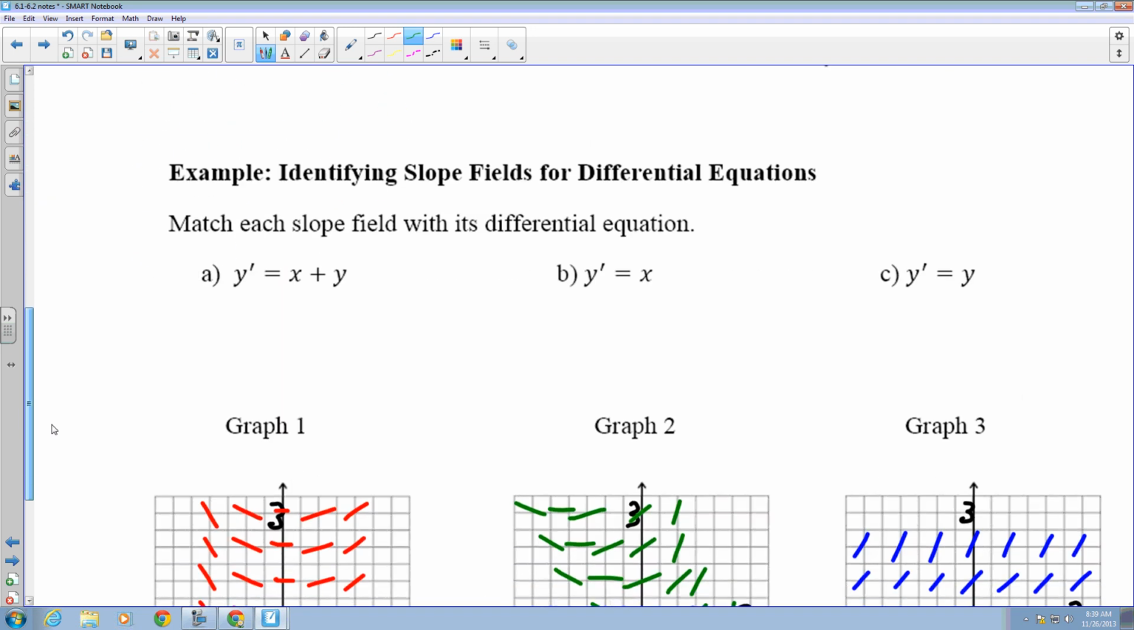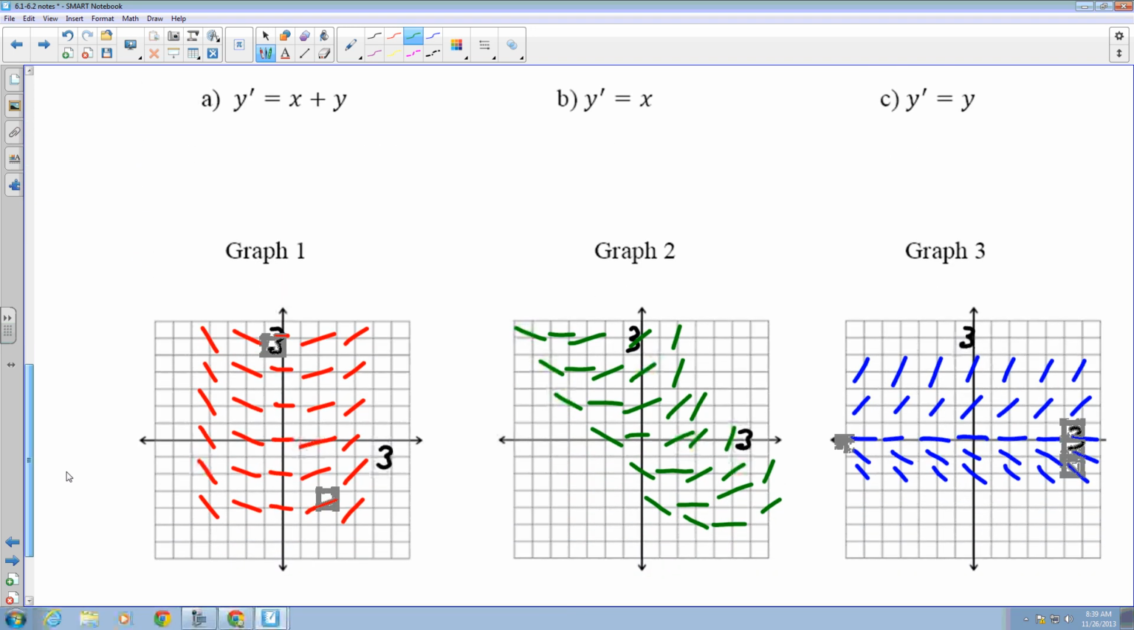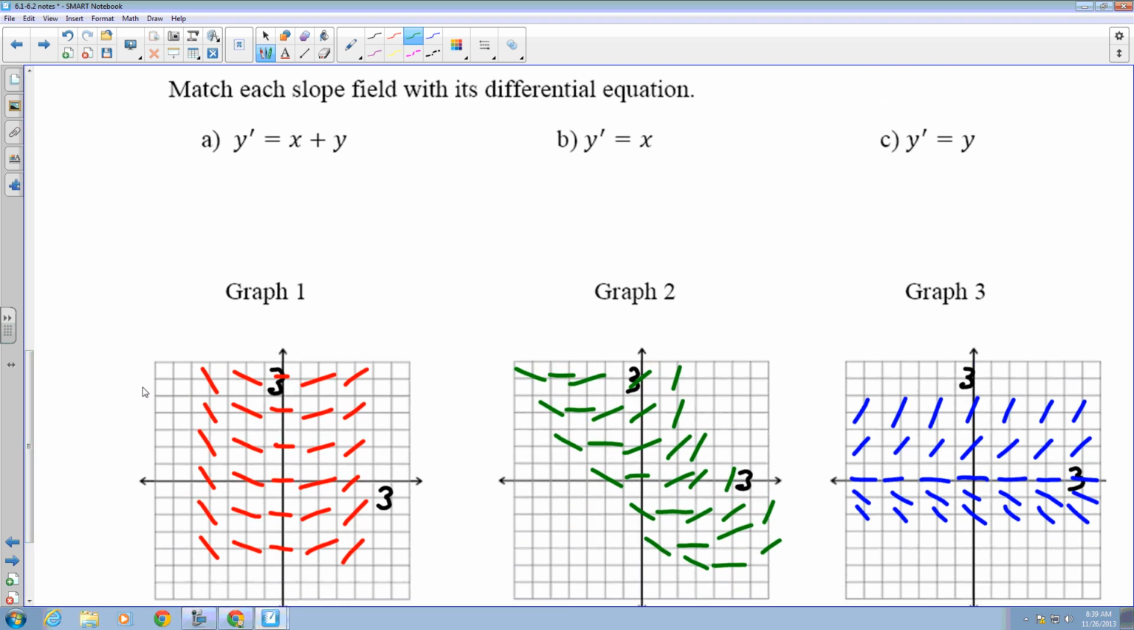So if we go down below, we have 3 slope fields where I approximated the slope at all of these points. And we need to figure out which graph goes with which. So what you're going to do is identify several points, figure out what the slope would be, and then pick between graph 1, 2, or 3.